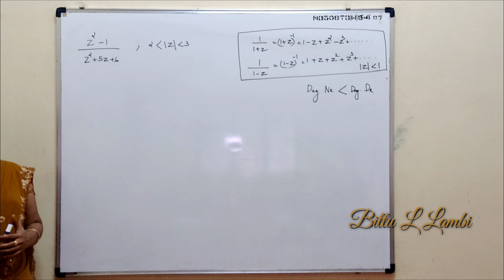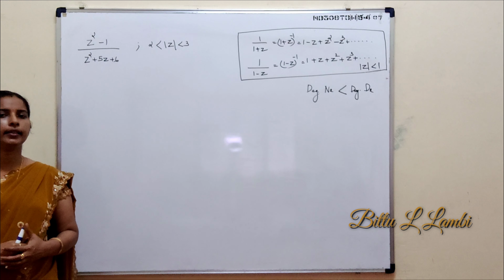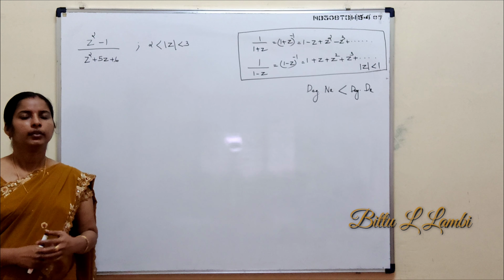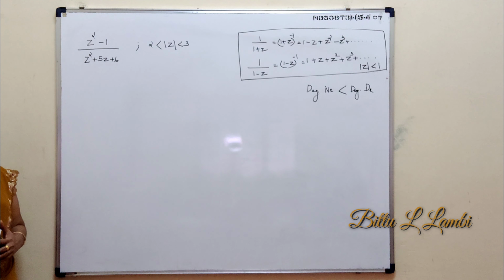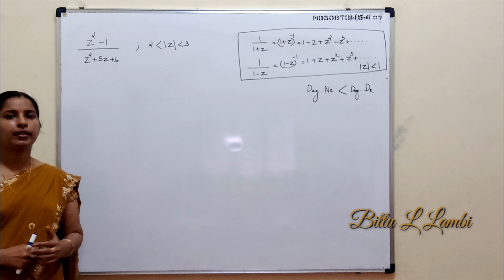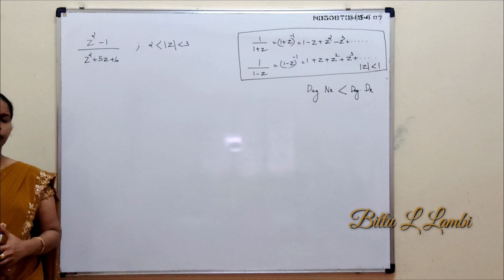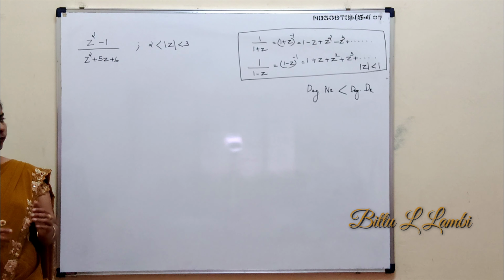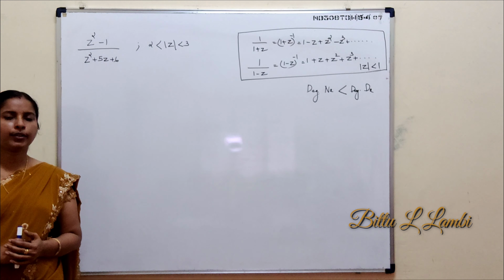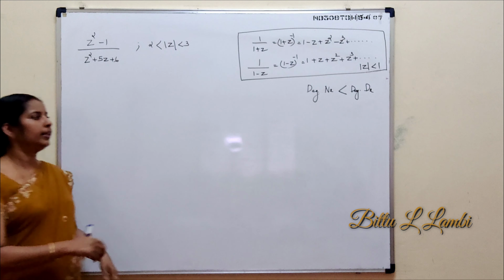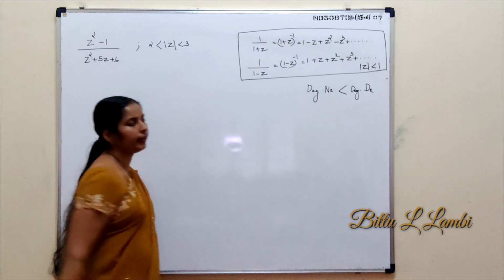Next, expand (z² - 1)/(z² + 5z + 6) in the region 2 less than mod z less than 3. So you start with partial fraction. Really, it's partial fraction which is misleading for almost all students. So while giving partial fraction of any function, you must check whether the degree of numerator is less than the degree of the denominator.